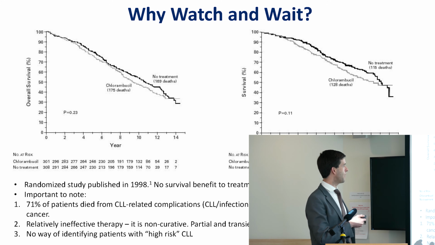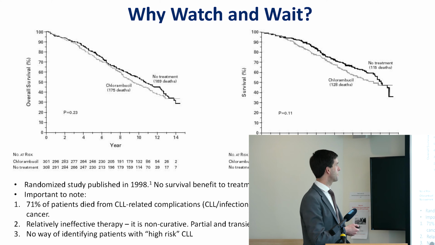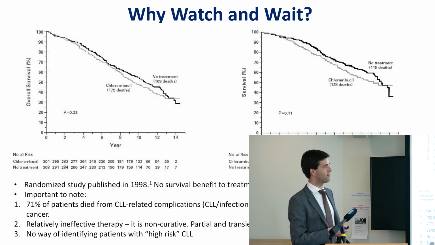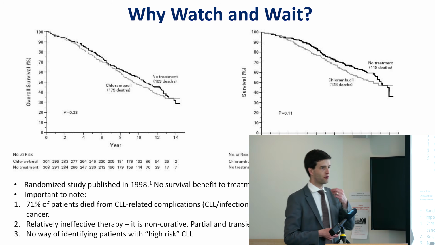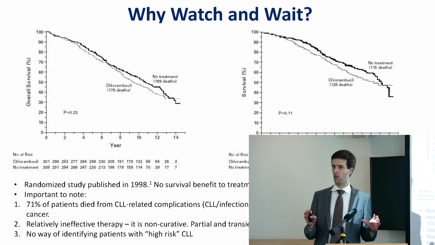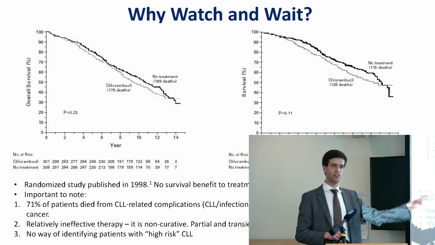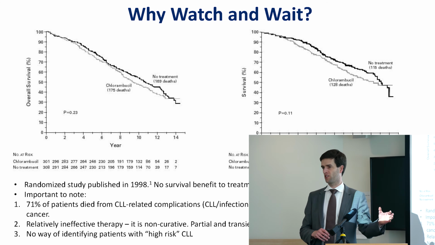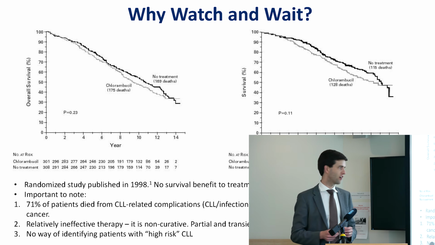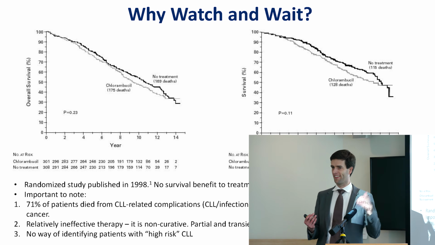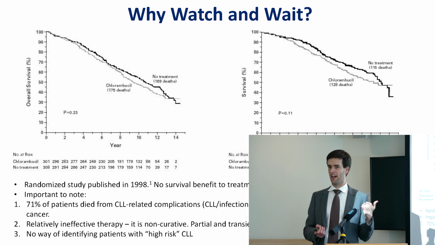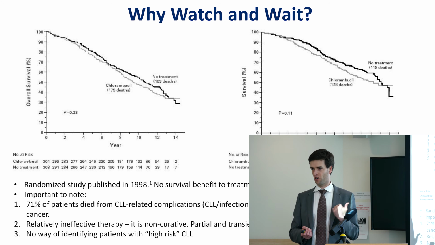And what happened was that basically this is what we call a survival curve, and I'll explain how to read one of these in a second, but basically there was absolutely no difference in how long people lived, whether they got treated straight away or whether they waited until they were sick before they got treated. And basically these are the data that underpin the whole of the watch and wait strategy.